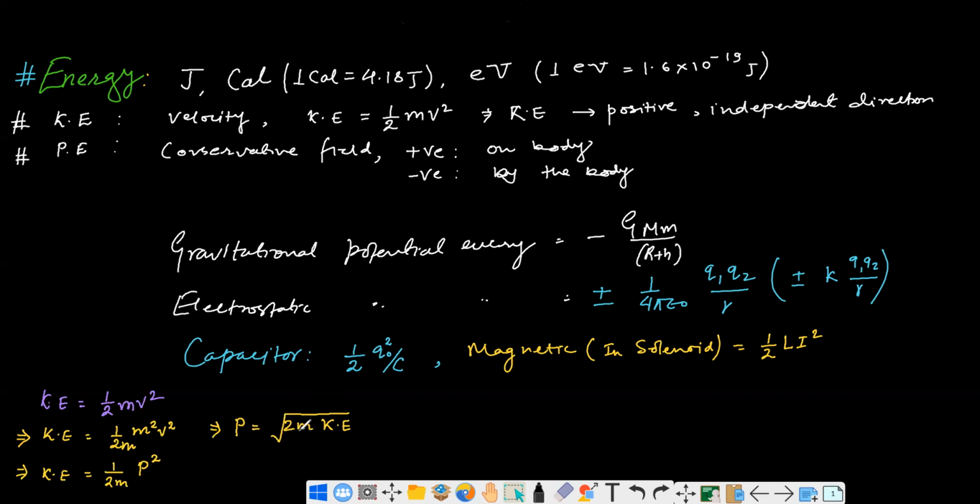So from here, how momentum changes when kinetic energy is the same, and how kinetic energy varies when momentum is the same, for different mass of the object, these kinds of MCQs we can figure out from here.